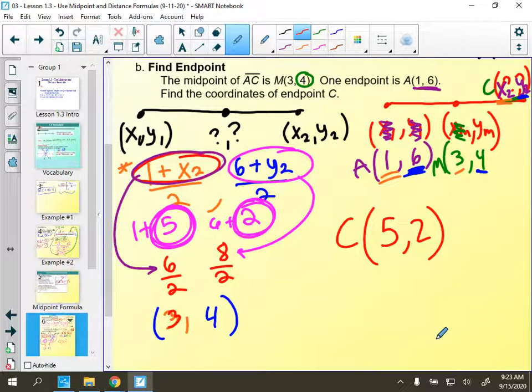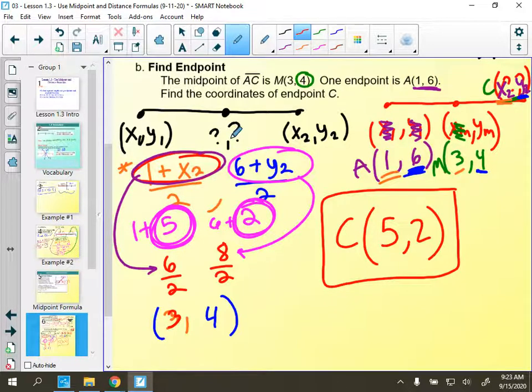So there we go. A second type of question that might come along with a midpoint type of formula. All right.